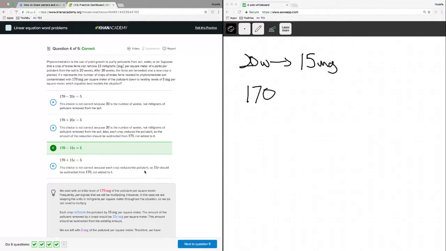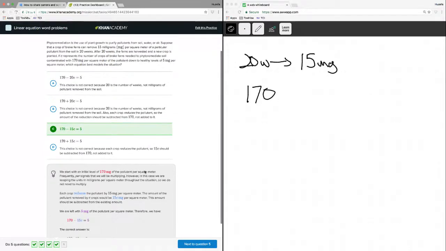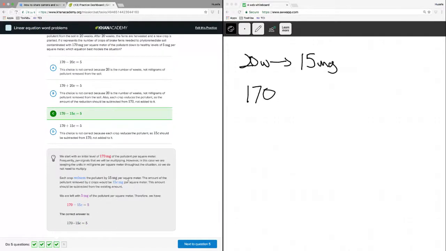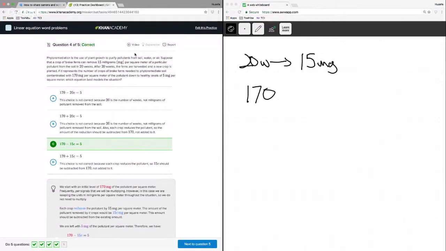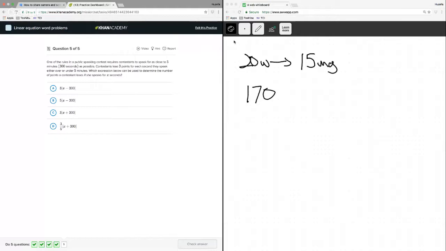Okay, I just want to read exactly what it says. Each crop reduces the pollutant by 15 milligrams per square meter. Oh, did it even say that? See, I missed that. Okay, per square meter. They're not asking about time. That's what threw me off for a second. But they're not necessarily asking about time, and that's why this guy here is a red herring. See, that's what they do with these questions. They throw in all these different terms that cloud it and make it a little bit difficult to understand. All right, let's move on finally to question number 5.